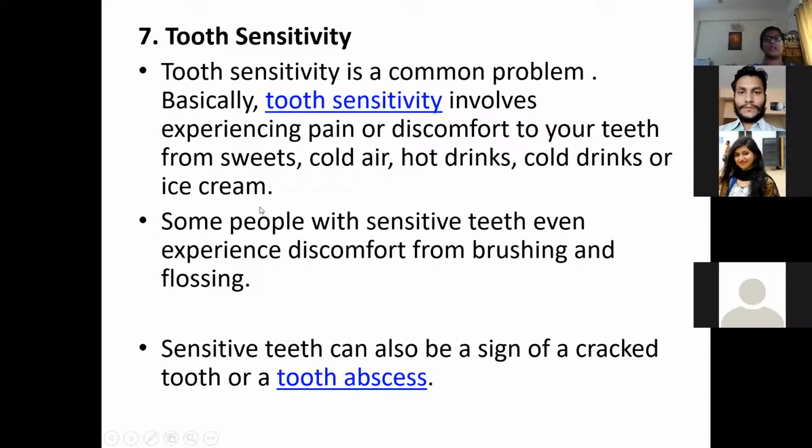You would have noticed that if the teeth are sensitive, then there is pain or discomfort to the teeth from sweets, cold air, hot drinks, cold drinks, or ice cream. Some people with sensitive teeth even experience discomfort from brushing and flossing. Sensitive teeth can also be a sign of a cracked tooth or tooth abscess.